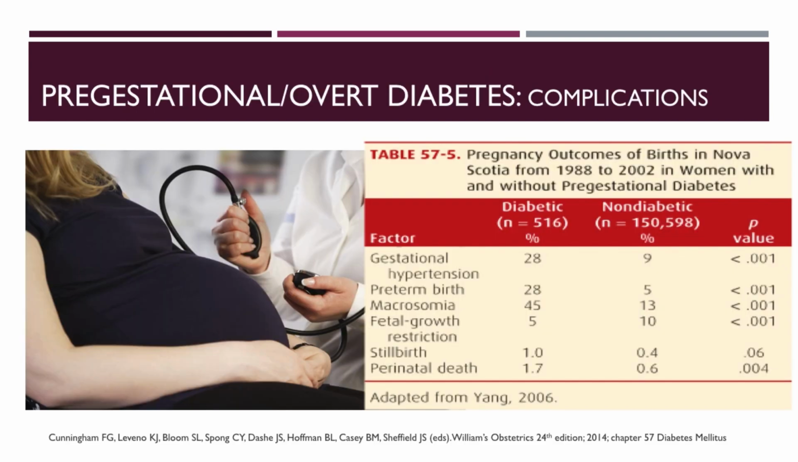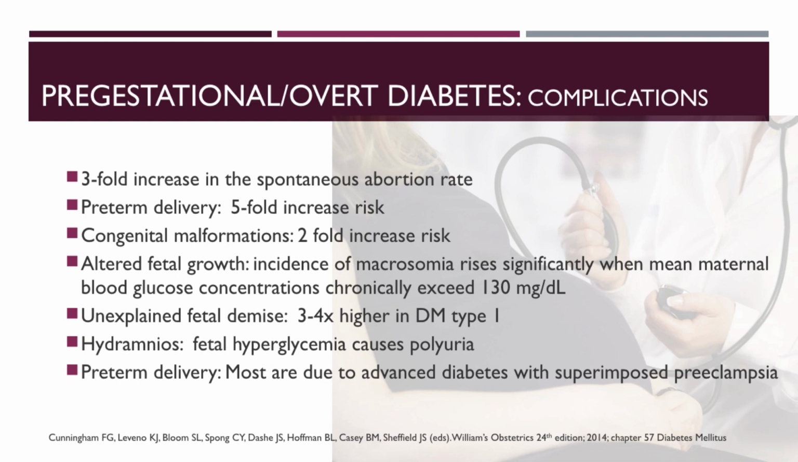There are so many complications associated with pregestational or overt diabetes, and this will include gestational hypertension, preterm birth, macrosomia, fetal growth restriction, stillbirth, and perinatal death. There is actually a threefold increase in the spontaneous abortion rate, and for preterm delivery, we have a fivefold increased risk for patients with overt diabetes.